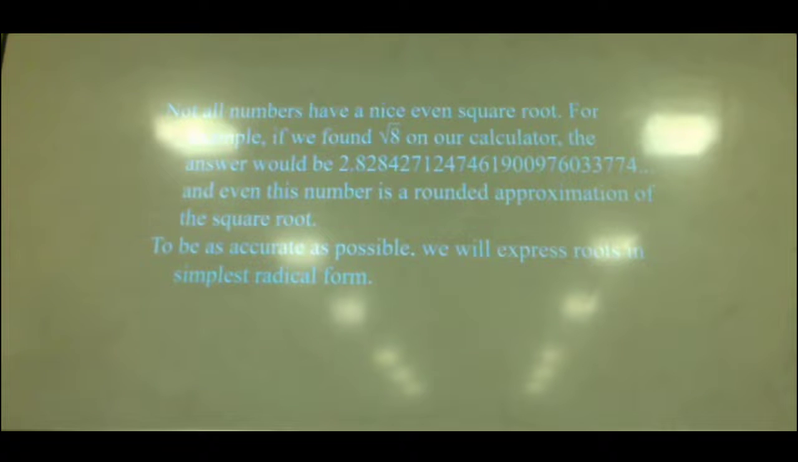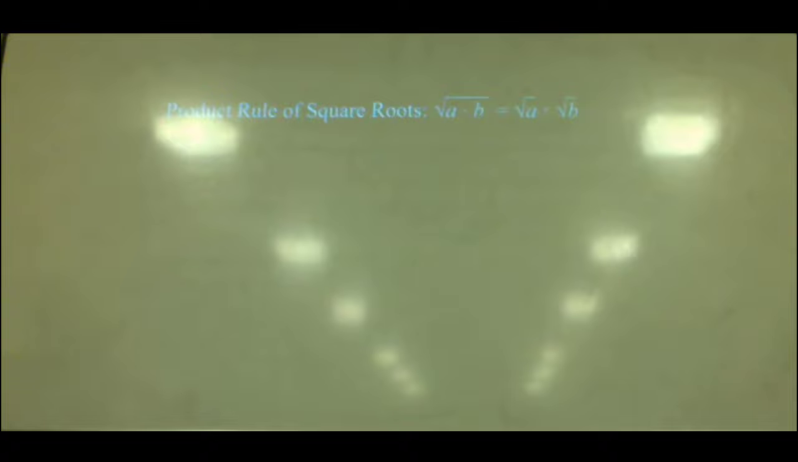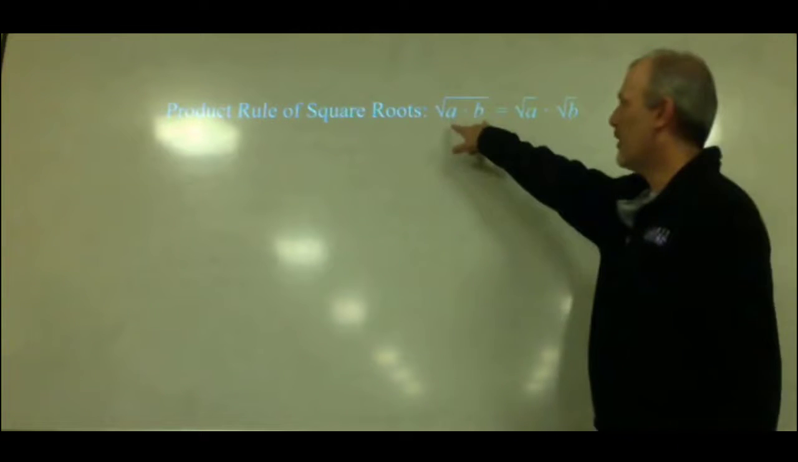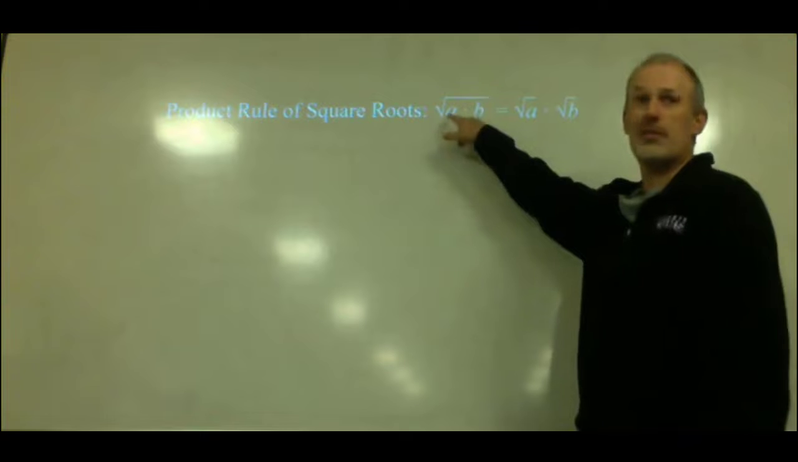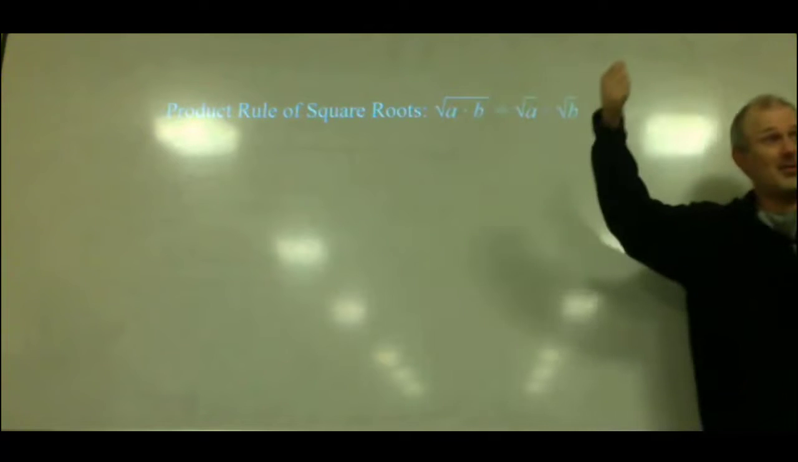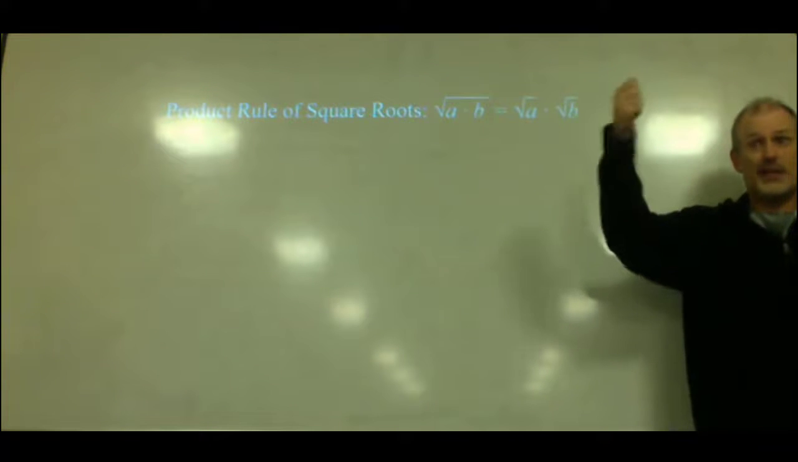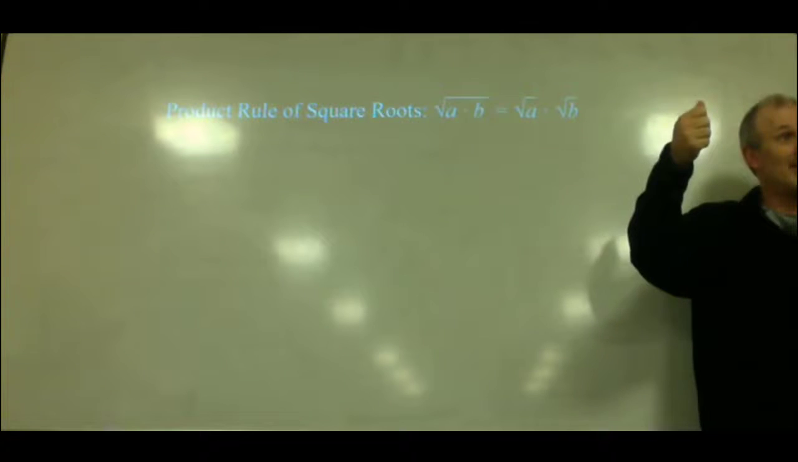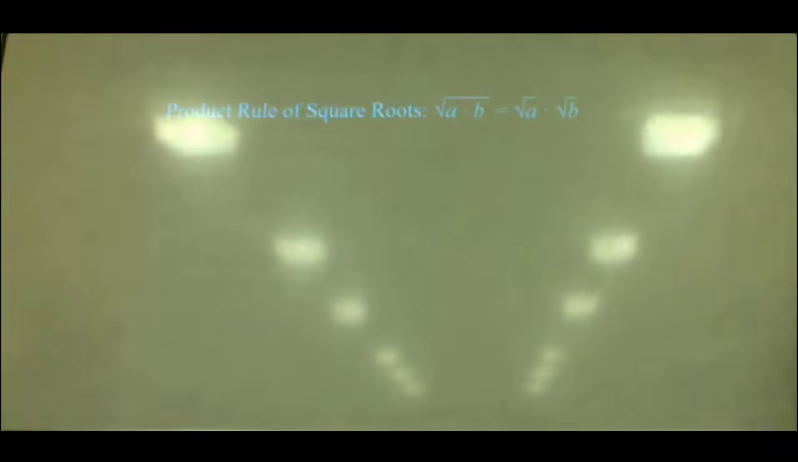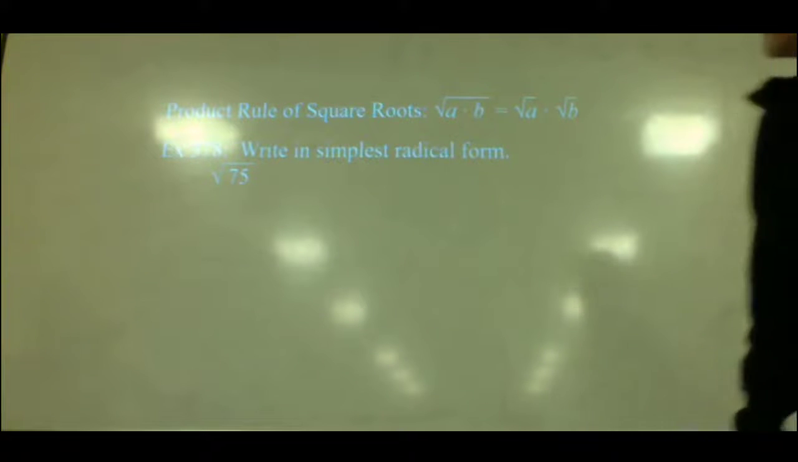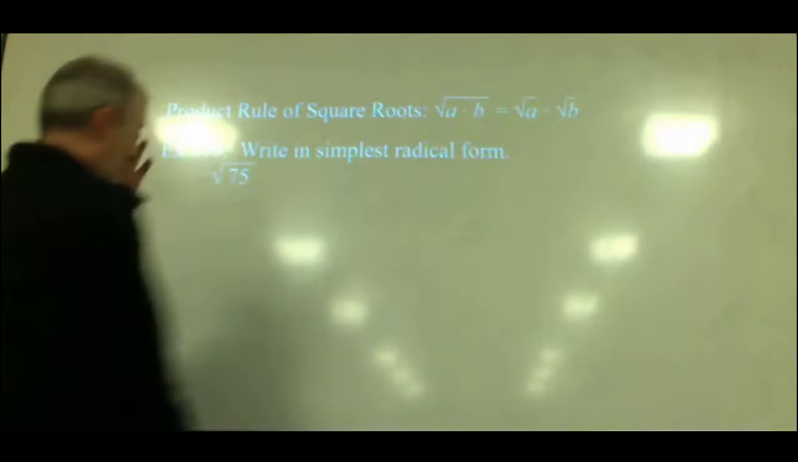Okay. So here is the product rule for dealing with square roots. If you can break up what's inside your radical into 2 parts, you can actually split it apart into 2 separate radicals, and sometimes that means you can simplify something. And again, we're going to use this in a little bit to help us out. Okay. So for instance, here's our first example of this. We're going to write this in simplest radical form.